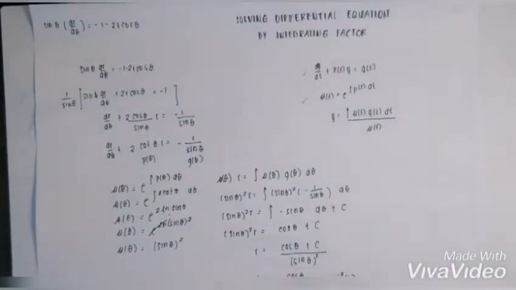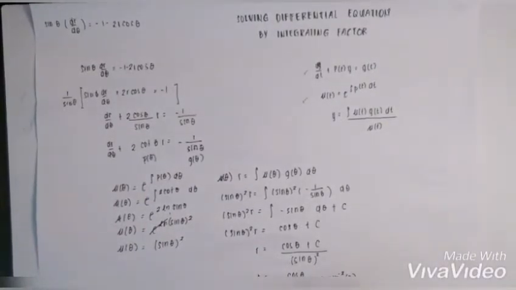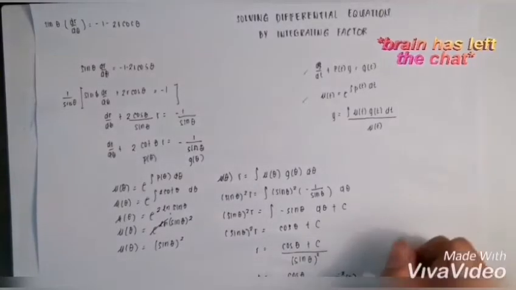and that's it. So this is our final answer. We have r is equal to cos theta all over sine theta squared plus sine theta raised to negative 2 multiplied by constant c.